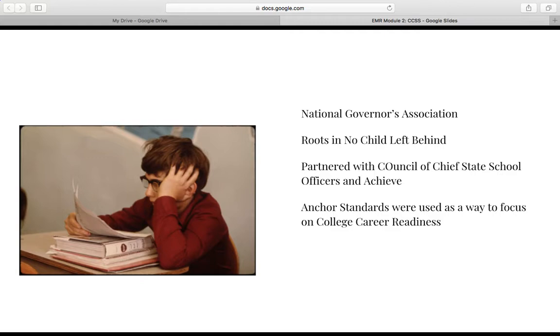They partnered with the Council of Chief State School Officers and Achieve, a nonprofit education organization, where they developed first the anchor standards and college and career readiness standards as a way to focus them. And then they had a really intense multiple-year process where more than 400 teachers and educators, some from the NEA and AFT, and many of the stakeholders were brought together to iron out the standards that we see today.